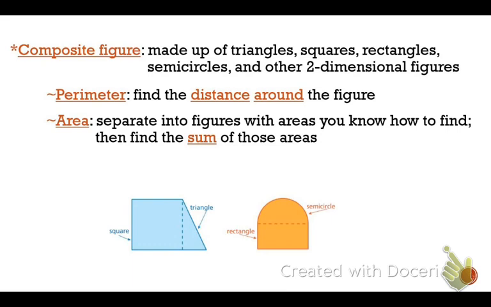Okay, next up, perimeter. The perimeter is the distance around the figure, so the outside. If I was to figure this out, I am trying to figure out what the distance is around the outside. Now, if I was to figure out what the area is, read me what it says to do for the area. Separate into figures with areas you know how to find, then find the sum of those areas. So what you would end up having to do for something like this is you would have to find the area of how much is inside of the square, and then you would have to find the area of how much is inside of the triangle, okay? So we're going to do this here in just a minute.